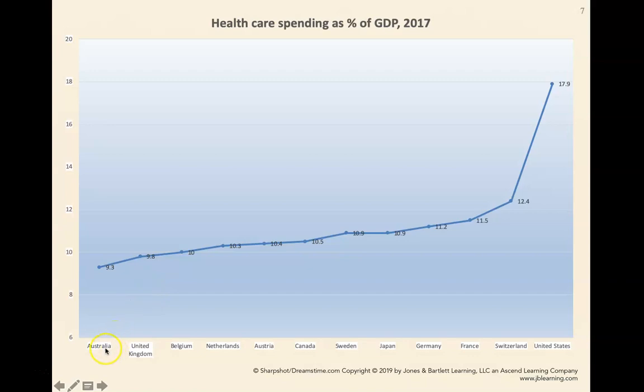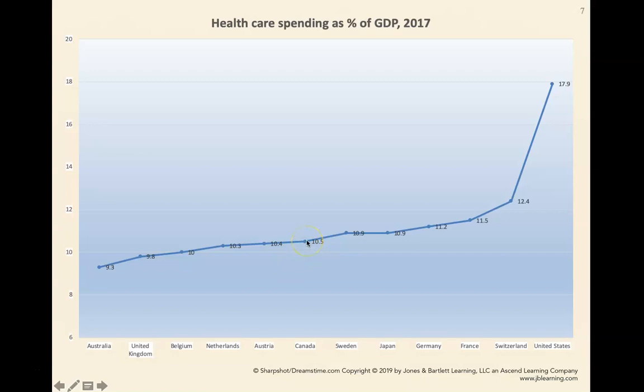Let's look at Australia, United Kingdom, so on and so forth. These are all developed countries. And another common denominator in these countries is that they all provide universal access. Now look at their percentage of their gross domestic product in relation to their spending on healthcare. Australia spends about 9.3%, and they give universal healthcare to their citizens. We spend 18%, and we do not give universal access to our citizens.